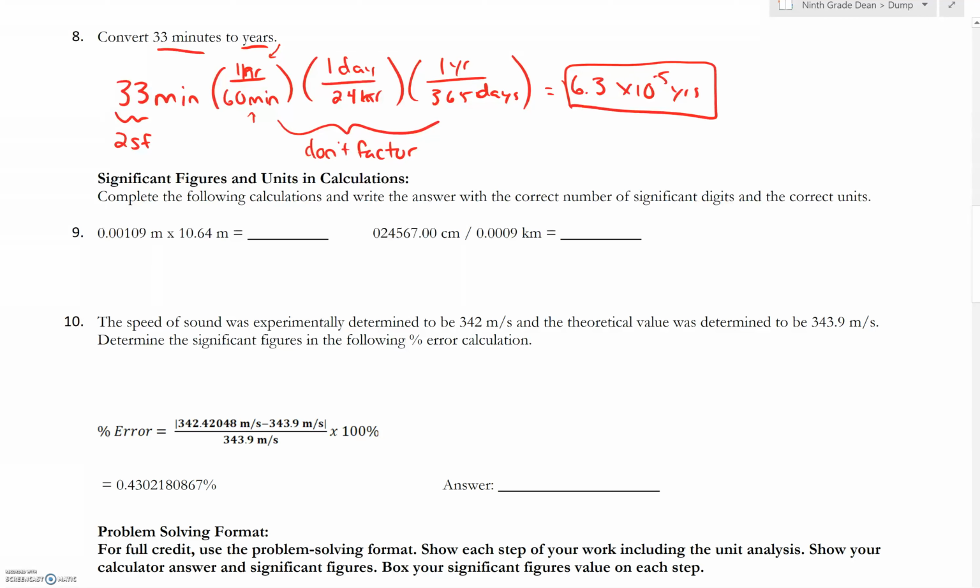The next one was just practicing sig figs and units to get you kind of primed. So a couple of things here. A lot of you did pretty well with the first one. The second one gave a lot of people a lot of trouble. So let me just write this out here.